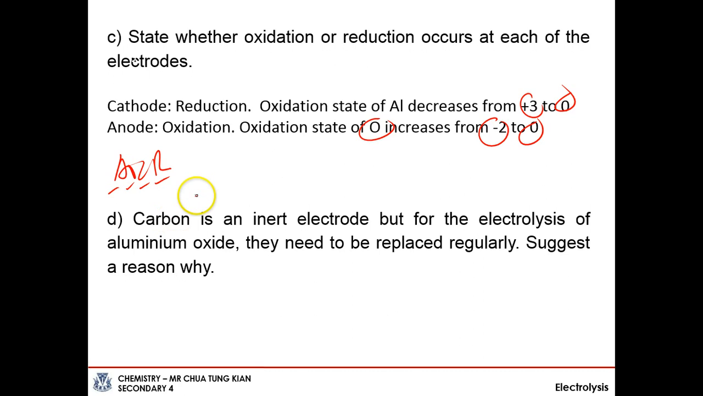The last question is, I would say, a special question. So carbon is an inert electrode. So being inert, it does not participate in the reaction, but then again, it must be replaced regularly. So why is this so?